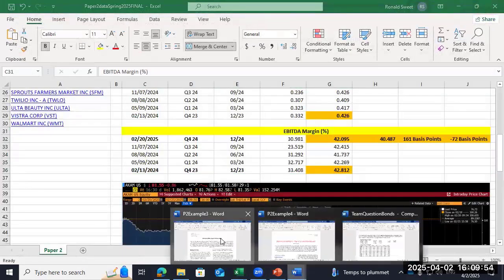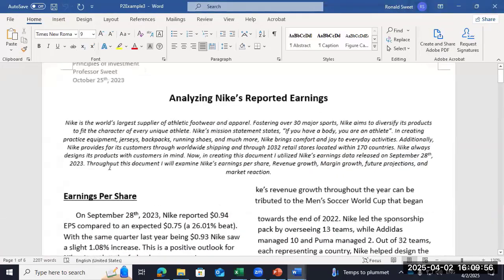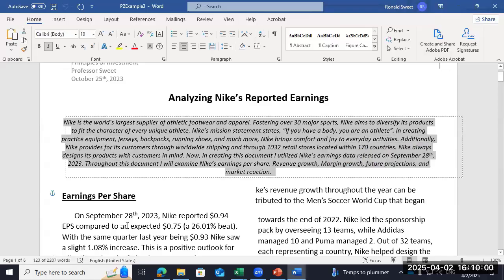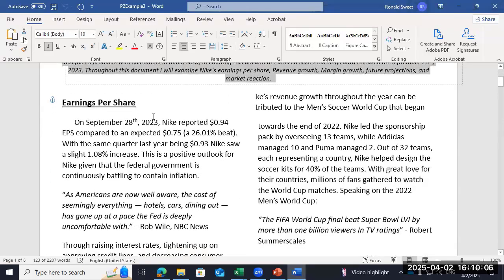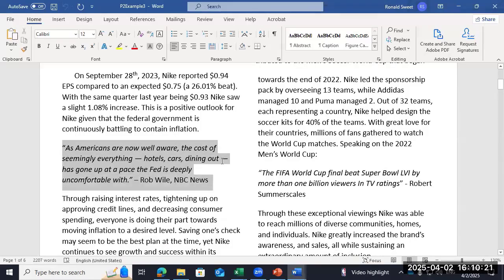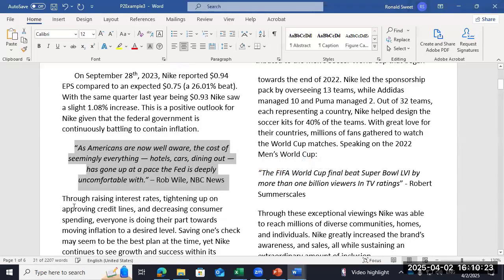Here's another example. This one's on Nike. So again, an abstract that describes who Nike is and then what they're going to do in the paper. And then they reported 94 cents compared to 75, a 26% beat. But the same quarter last year being 93, saw a slight 1% increase. Put a quote in there. I still think quotes, you should center them.